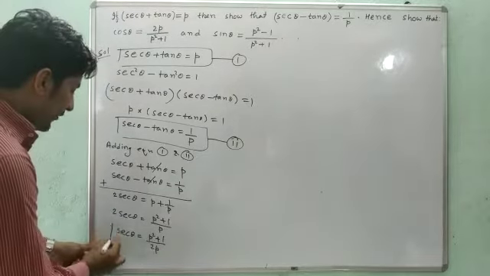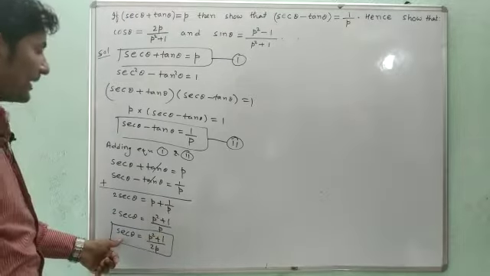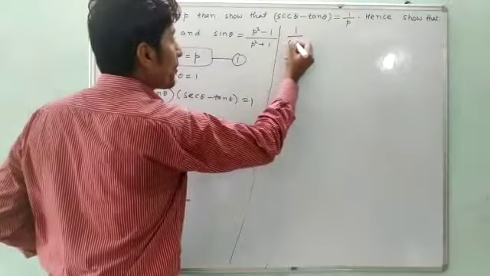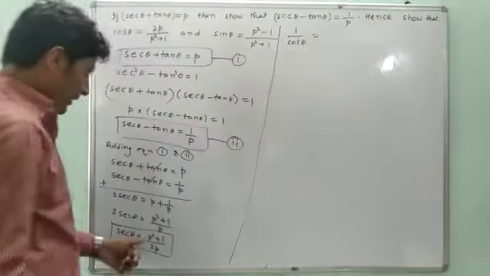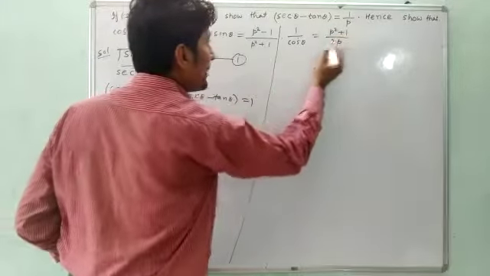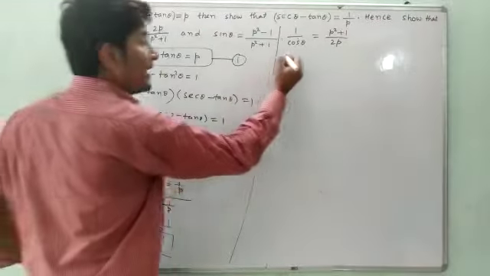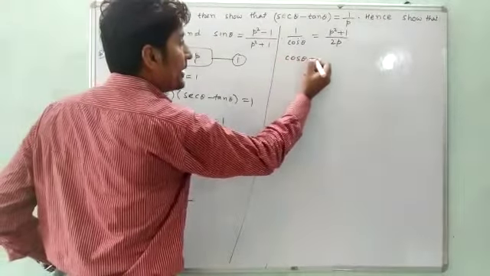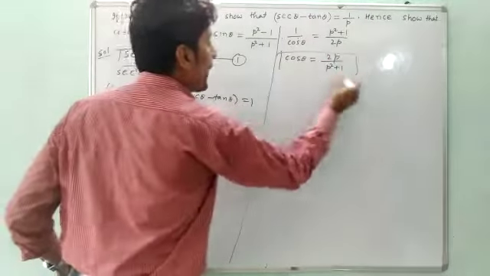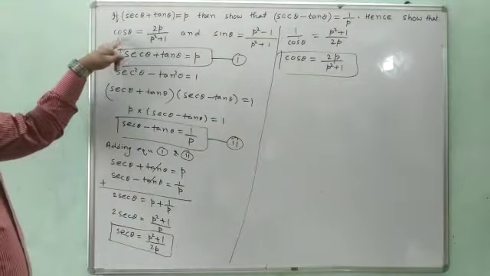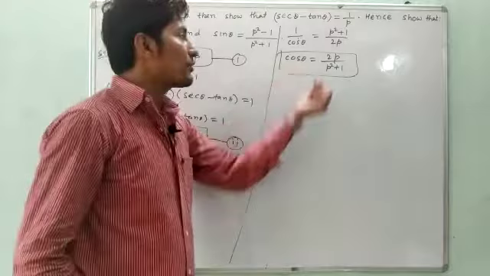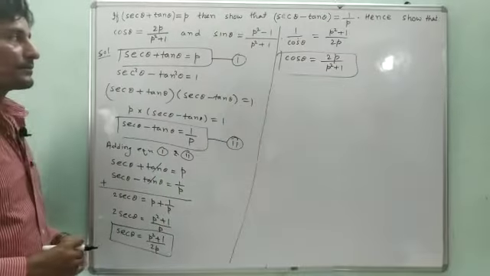Now sec theta will be converted into cos theta. As we know, sec theta equals 1 upon cos theta, which equals P square plus 1 divided by 2P. Now we take the reciprocal of 1 upon cos theta, that will be cos theta equals 2P divided by P square plus 1. So finally we got the value of cos theta: cos theta equals 2P upon P square plus 1.